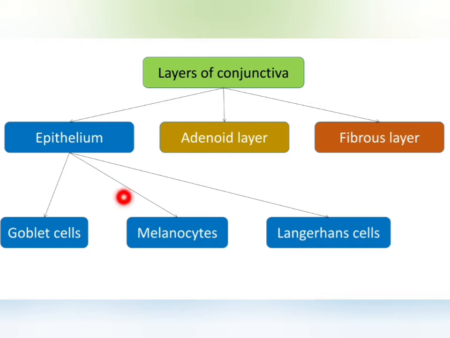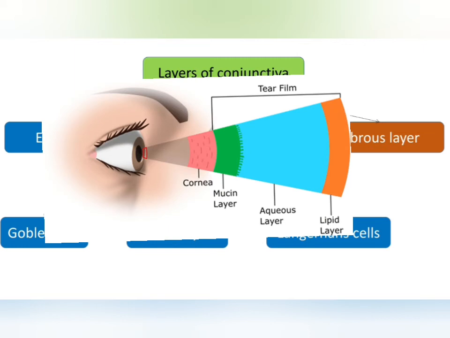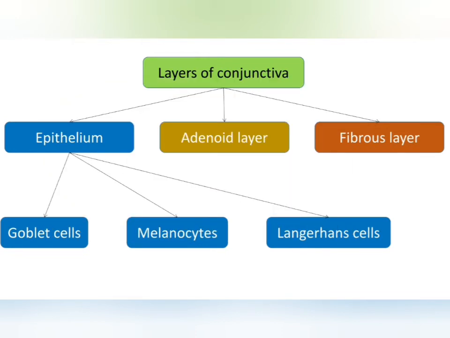Now if I discuss the goblet cell, goblet cells are seen throughout the conjunctiva, lying in between the cells of the conjunctival epithelium, and these goblet cells are responsible for secretion of mucus, which is a component or layer in the tear film. Okay. So what is the function of this mucus? It reduces the surface tension of the tear film so that it increases the stability.